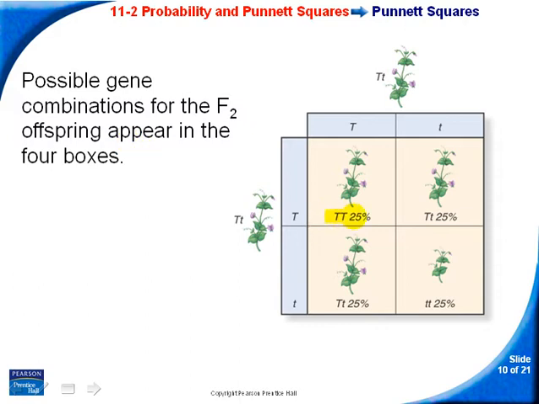So the possible gene combinations for the offspring appear in the four boxes. So here we go. We've got this T here and this T here, and they lead to this double big T here. Let's look at this one right here. We have a big T here, a little t here. So if you follow it over, we have a big T, little t right there. And that's how you do it. You do it for each of the four boxes.